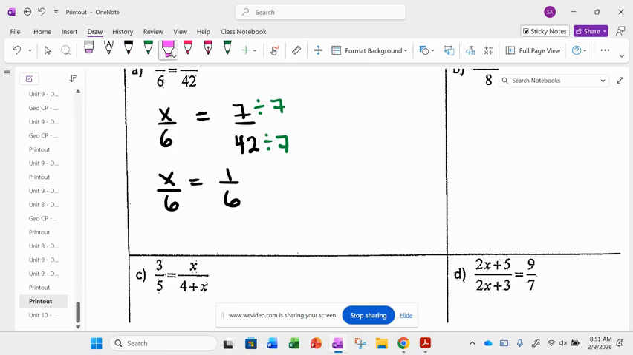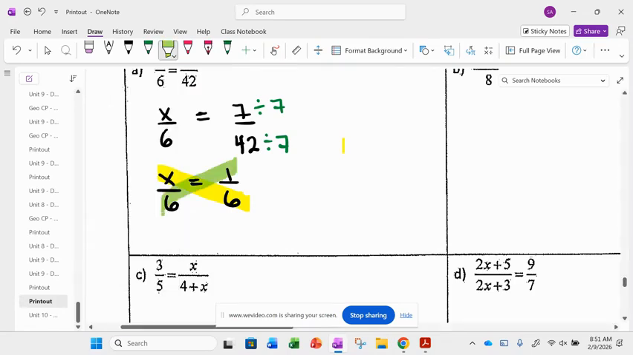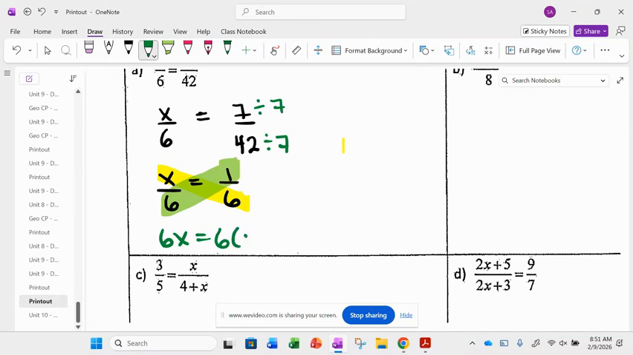But let's say you didn't know that. Let's say you wanted just to solve normally. What you would do is you would cross multiply. So you multiply on a diagonal, and what you would get is 6 times x, which is 6x, equals 6 times 1. So now we have 6x equals 6. And now we solve this equation. So we divide both sides by 6, and we get x is equal to 1.